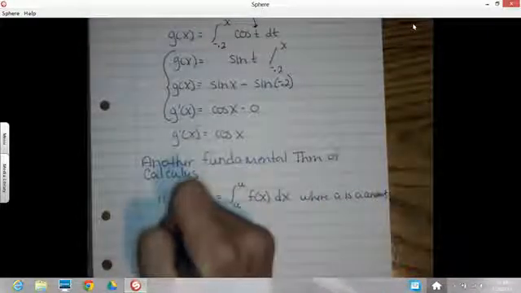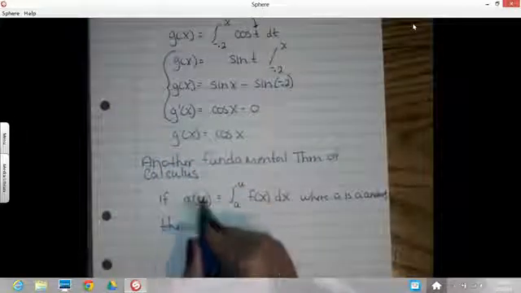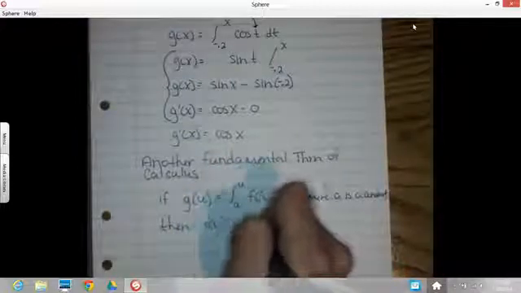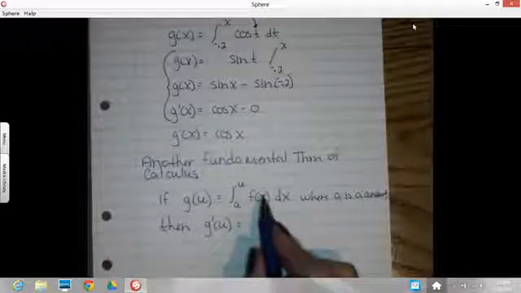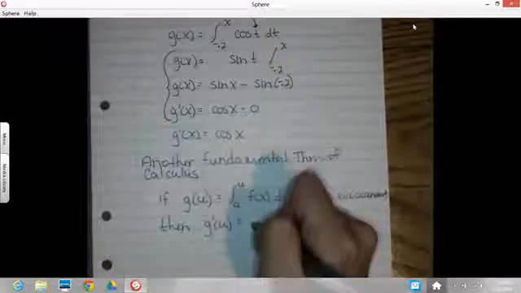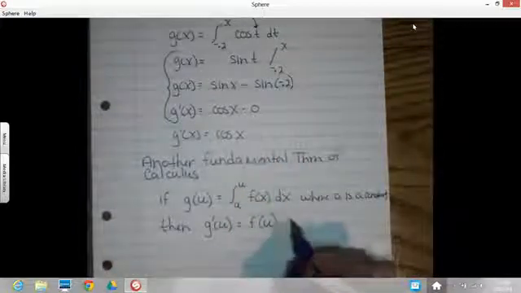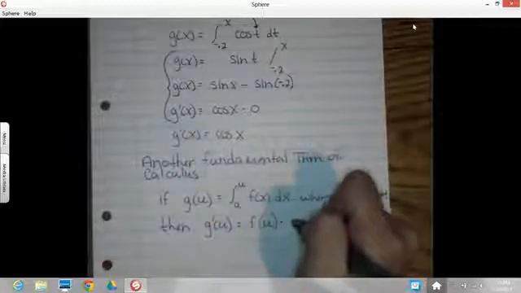Then the shortcut to get g prime of u is just to take whatever function I have here and substitute u into it. So it's f of u, and then what doesn't show up is you do have to multiply by the derivative of this u. So times u prime.